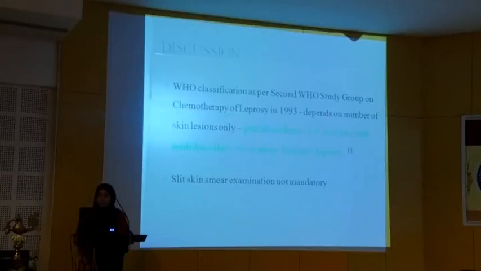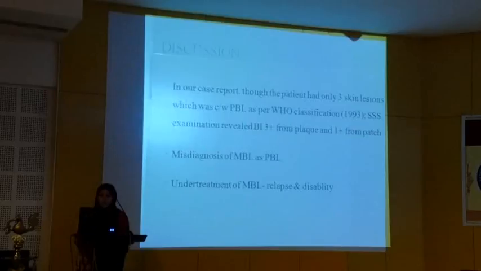The WHO classification of leprosy for treatment purpose, as per the second WHO study group on chemotherapy of leprosy in 1993, depends on the number of skin lesions only, with paucibacillary leprosy being classified when there are 1 to 5 skin lesions and multibacillary leprosy when there are 6 or more skin lesions. Slit skin smear examination is not mandatory.